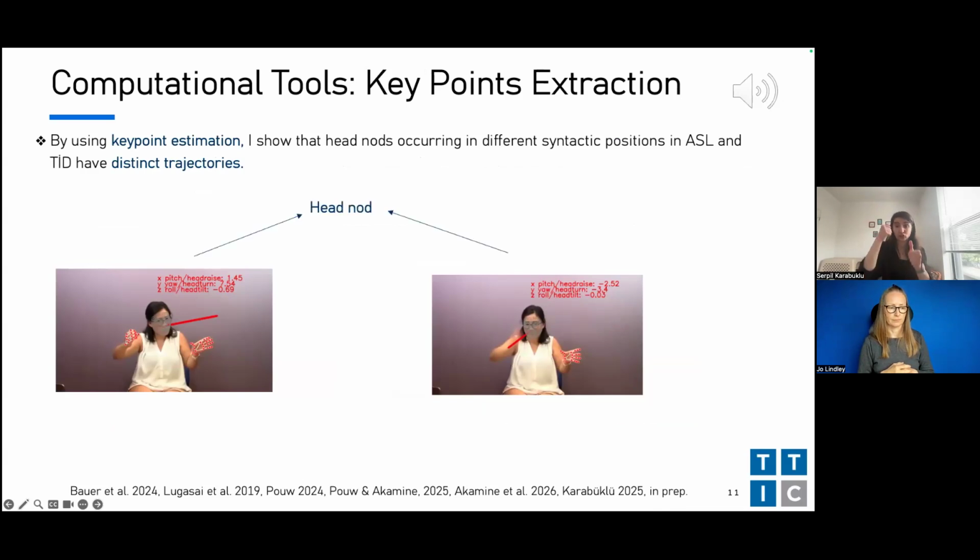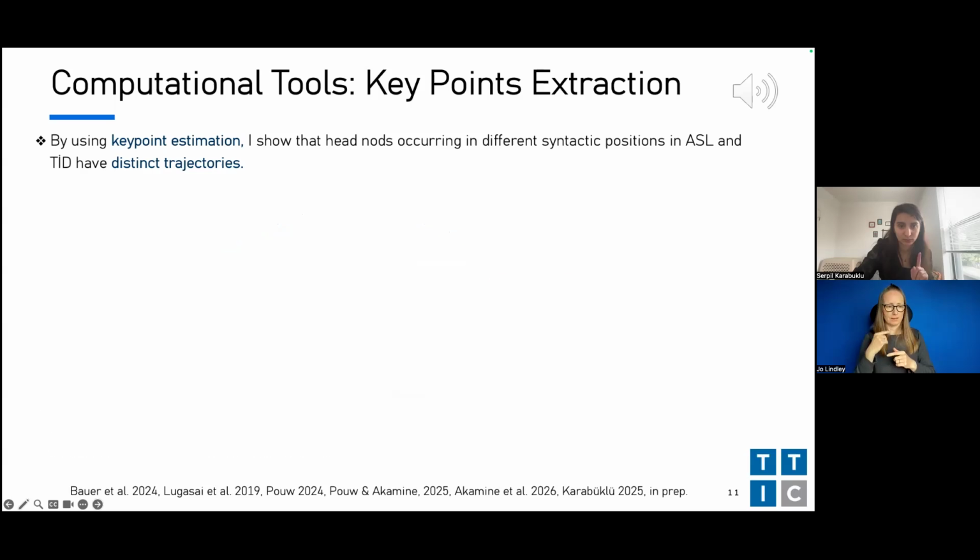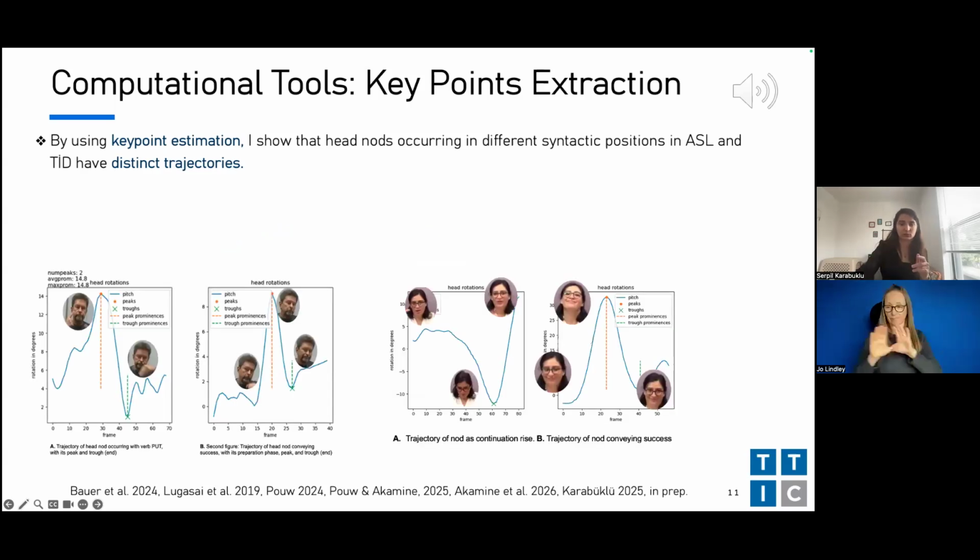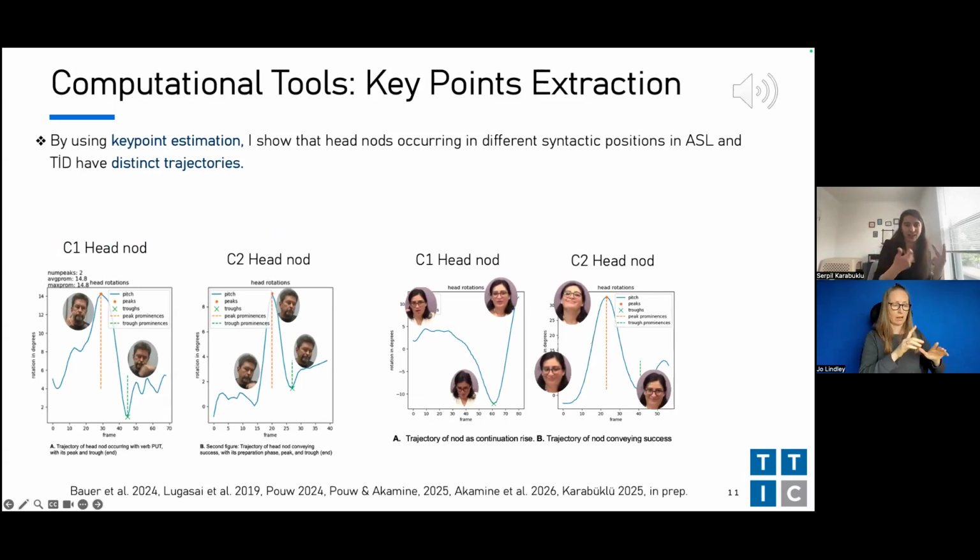Remember that we use the same label, head nod, for these two movements. But when we look at it with MediaPipe, we see differences. In this figure, the left panel's two figures are from ASL, and the right two are from TID. For ASL, they look pretty much similar. The first one is the C1 head nod, the second one is the C2 head nod, and when we look at these trajectories, they look similar.